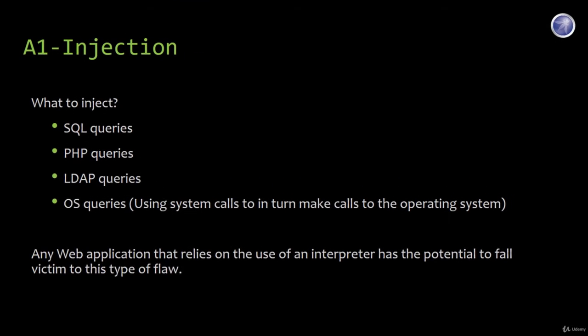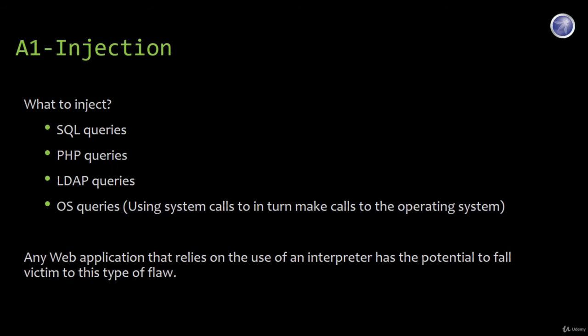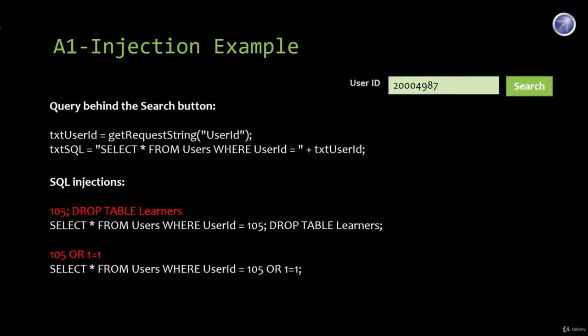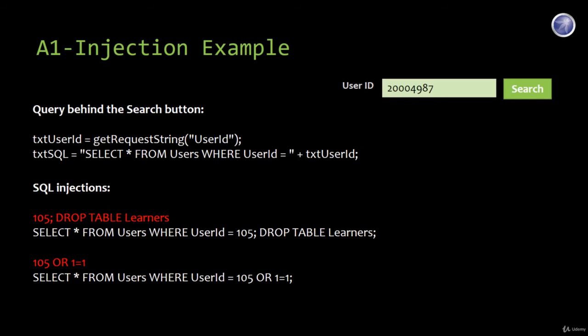We can inject SQL queries, which is the most famous type of injection, PHP queries, LDAP queries, and operating system queries, which will make calls to the operating system functions itself. Any web application that relies on the use of an interpreter has the potential to fall victim to this type of flaw. This is a simple example of how an SQL injection attack takes place.